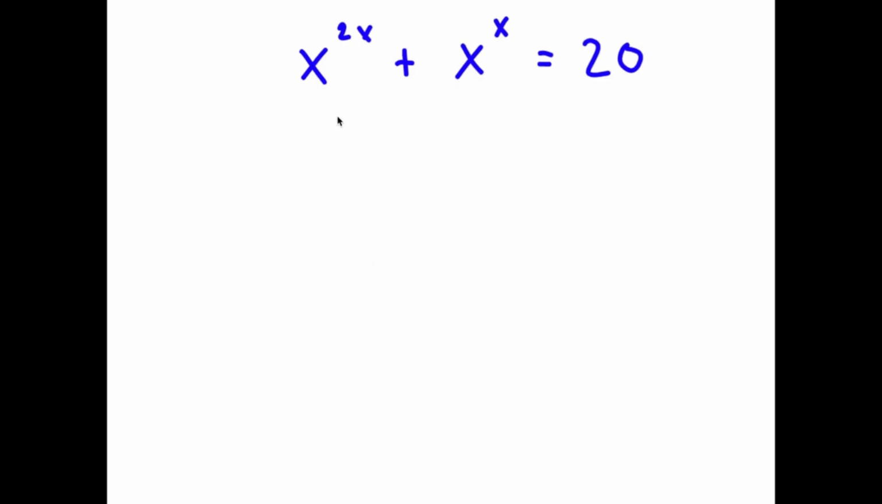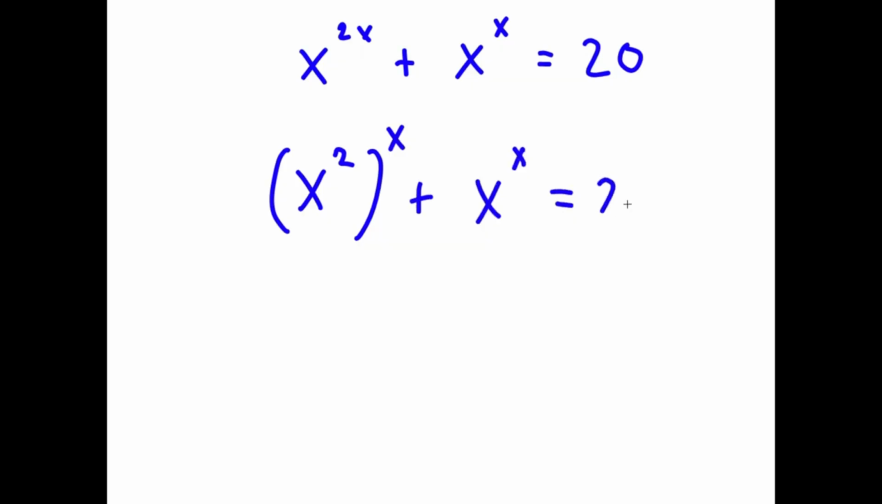Alright, so in this problem, I have x to the power of 2x plus x to the power of x is equal to 20. So I'm going to first rewrite x to the power of 2x as x to the power of 2 to the power of x. So now I have this plus x to the power of x is equal to 20. And this is true because a to the power of m times n is the same thing as a to the power of m to the power of n.